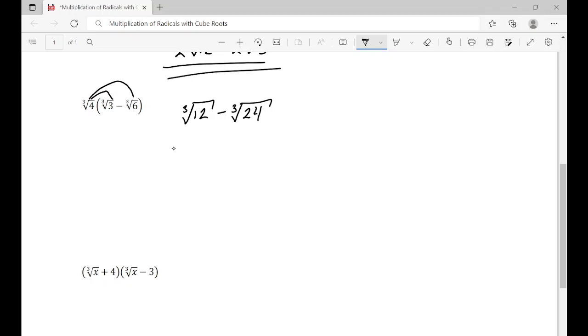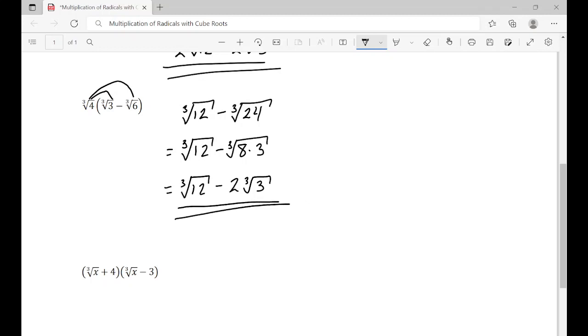Again, the cube root of 12 cannot be reduced, so we're just going to leave it as is. But the cube root of 24, again, we know is just 8 times 3. And we saw before, when we separated it, we just get 2 cube root of 3. And just like before, we cannot combine them, so this is our final answer.